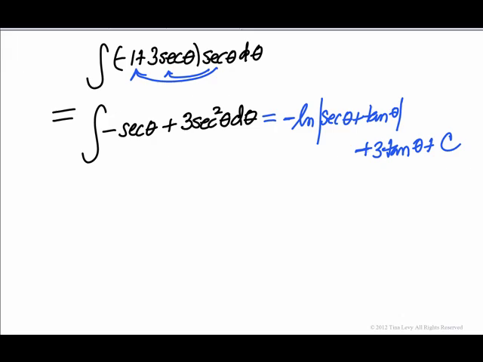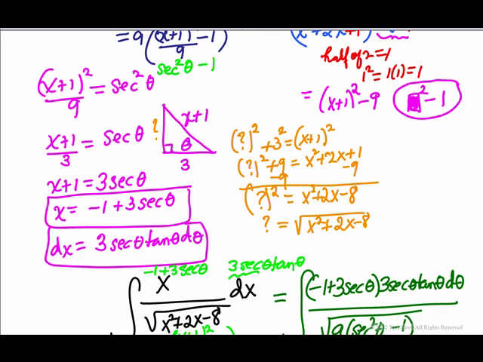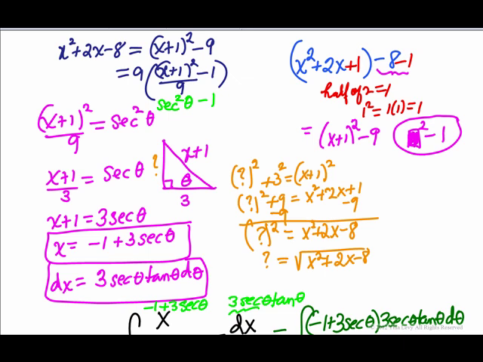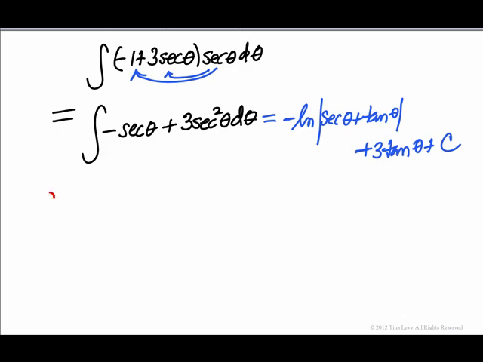In order to go back to x, we have to go back to how we originally defined the triangle. We're going back to this step: x plus 1 over 3 was secant theta, and it's that triangle that's going to allow us to replace secant and tangent and get them in terms of x. So I'm going to go to the next page and put in that triangle. My triangle is that x plus 1 over 3 was secant theta.